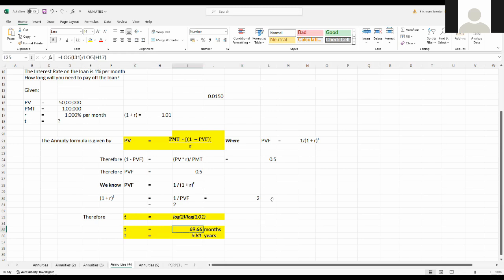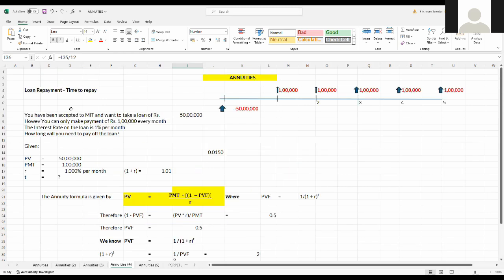Remember, r is in months. We have not converted this to years. And so T is 69.66 months, thereby T is 5.81 years. So you see, different factors in the annuity formula can be found by substituting what is given into this formula. So you see how simplified this becomes.